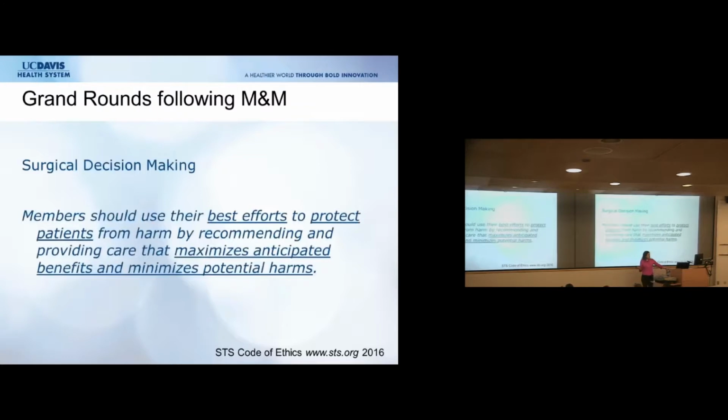And I would argue that all of us, even though this is from the STS Code of Ethics, are really bound by this type of Code of Ethics, where we need to use our best efforts to protect patients from harm by recommending and providing care that maximizes anticipated benefits and minimizes harm. So we all have this goal of trying to do the best thing for our patients, whether it's optimizing survival for cancer patients or optimizing quality of life for patients with disabling symptoms from their disease.